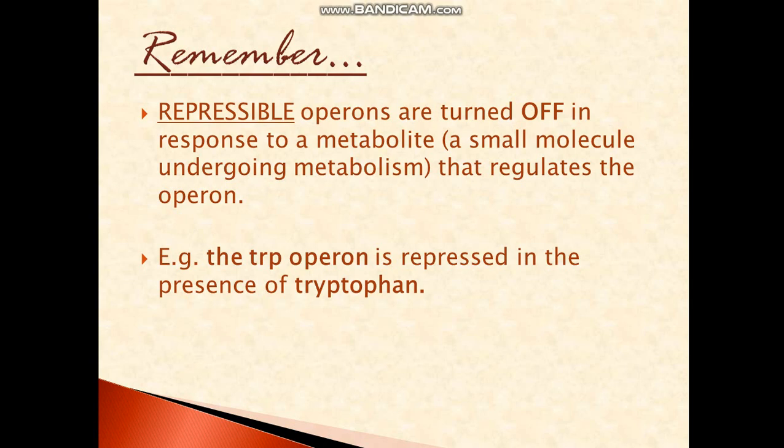Okay, so this is the last point to understand here in the repressible operon system, that generally the repressible operon system is switched on, but it is only switched off in the presence of the metabolite itself. And in this case of the TRP operon system, what is that secondary metabolite which is regulating the synthesis of itself? It is the tryptophan. Clear to all of you?